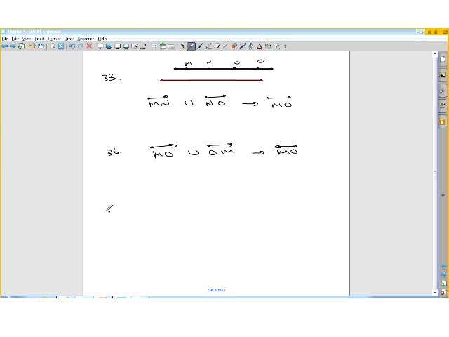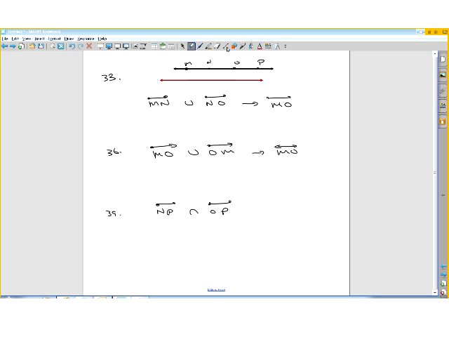Okay, 39 is an intersection. So 39 is we have line segment NP in intersection with OP. And is that a line segment? Yes, okay.